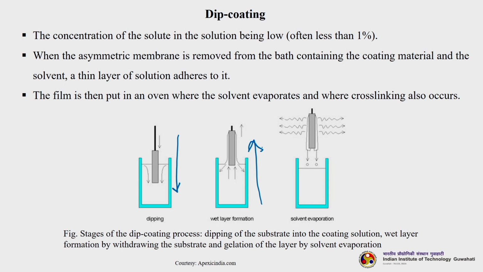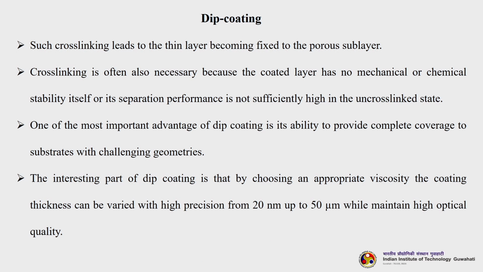You can do it by hand, we have done it. It is very easy, the only thing is that you have to dip it in slowly and dip it out slowly. Once it is done and it comes out, if you allow it to stand in the ambience, the solvent will evaporate, see this solvent evaporation happening, and then cross linking starts. Such cross linking leads to a thin layer becoming fixed to the porous sublayer. Cross linking is often necessary because the coated layer has no mechanical or chemical stability itself, or its separation performance is not sufficiently high in the uncross linked state.